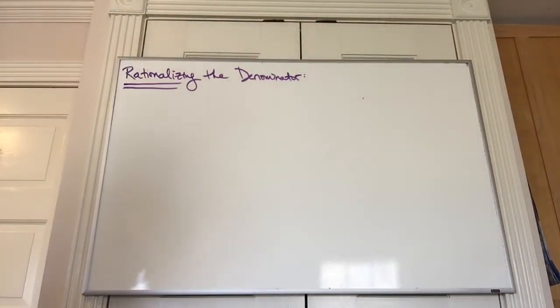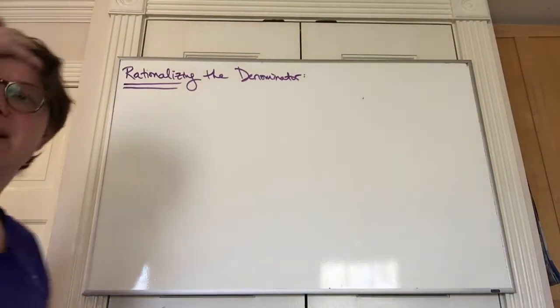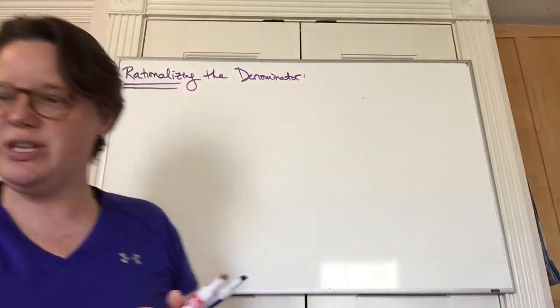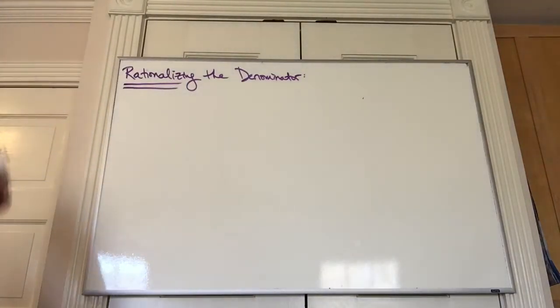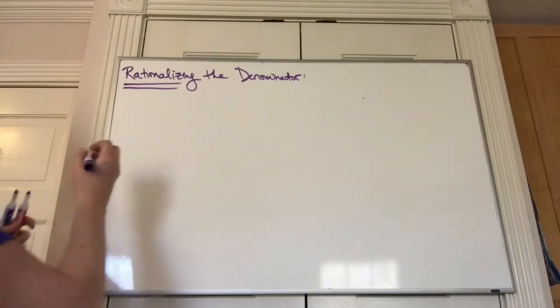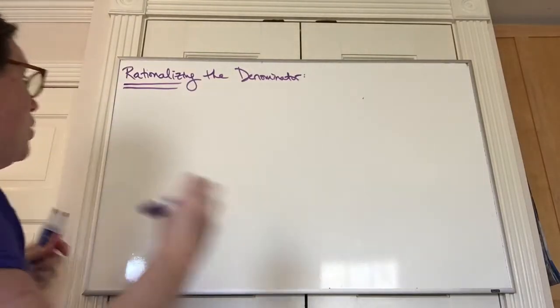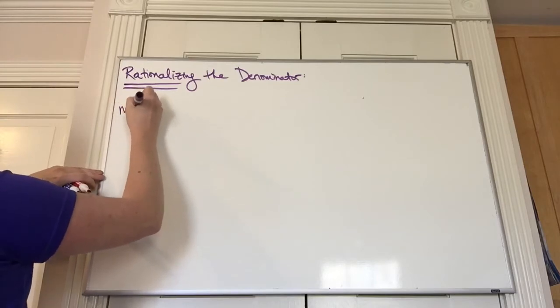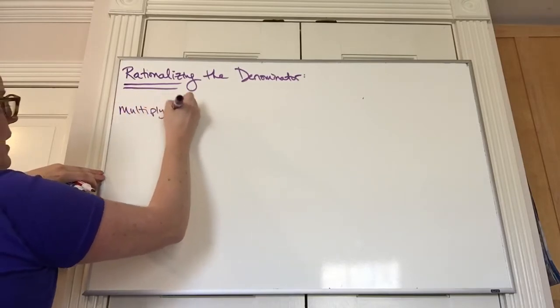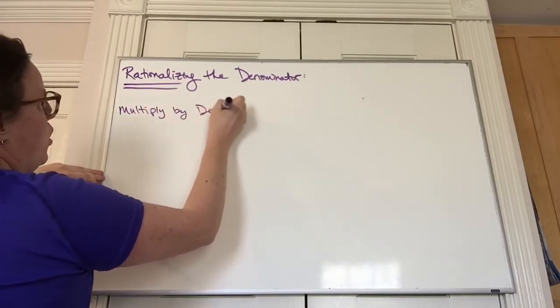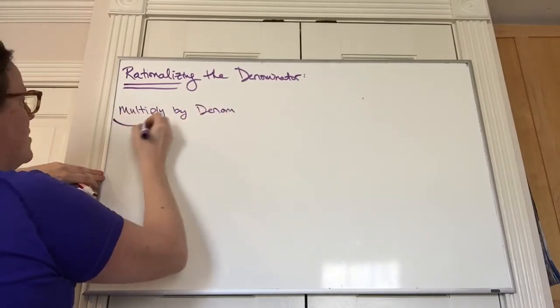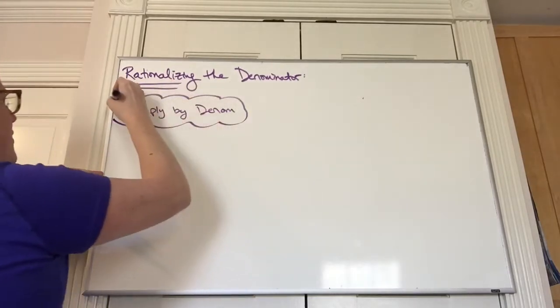And so when it comes to rationalizing the denominator, there are basically two major strategies, and you've already seen one of them. So one of the major strategies for rationalizing the denominator is that if you have a root stuck by itself in the denominator, you multiply by the denominator. This works whenever a root is stuck all by itself in the denominator.